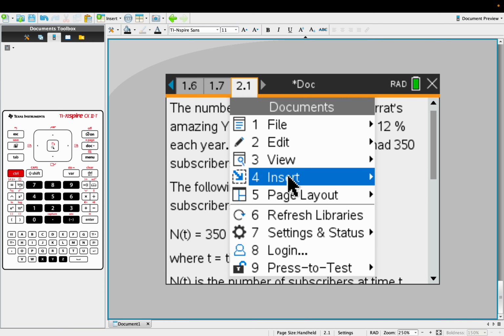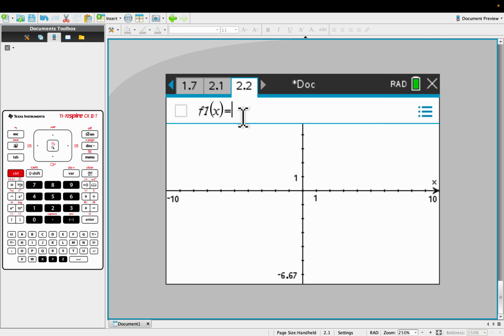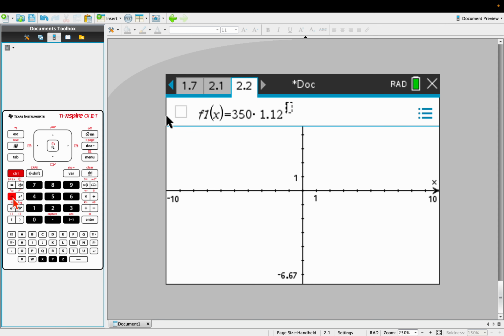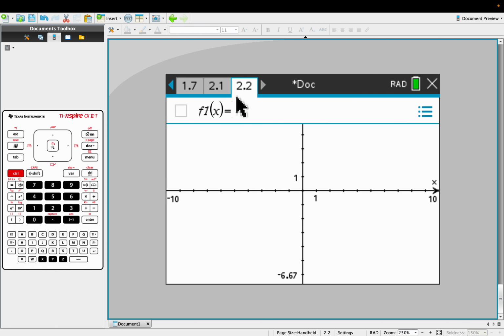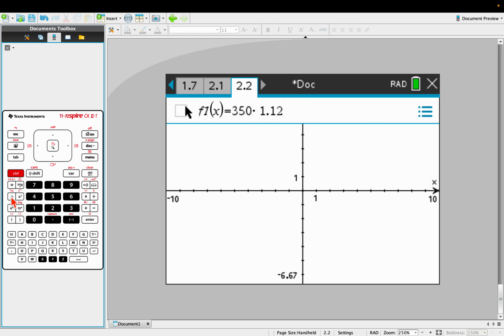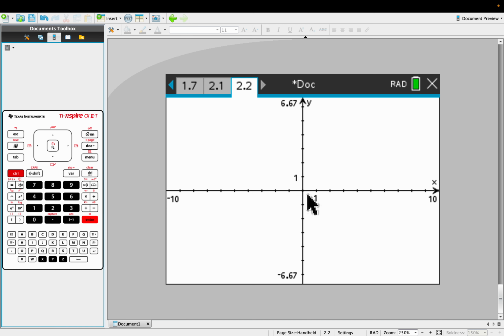So doc, insert a graph, 350 times by 1.12, and then the exponent is a little hat guy to the power of x. Now of course it's t in the question, but of course the calculator demands we have an x in there. So 350 times by 1.12 to the power of x. And of course we don't see the graph, because when time equals 0, we're already at 350 subscribers. So we're going to have to change the scale.